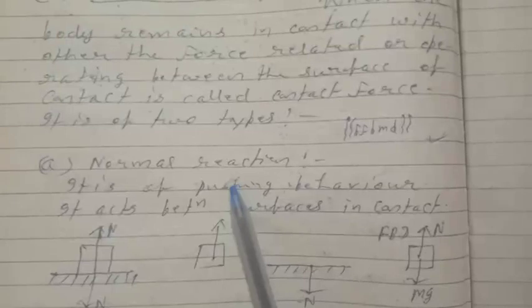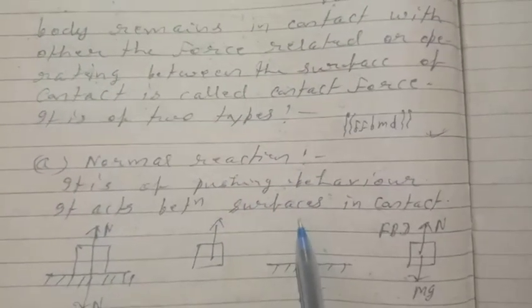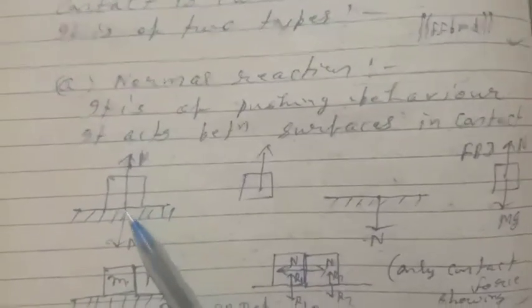First one is normal reaction. It is of pushing behavior. It acts between surfaces in contact and normal to the surface. For example, here a situation is shown. A body is placed on a surface or table.